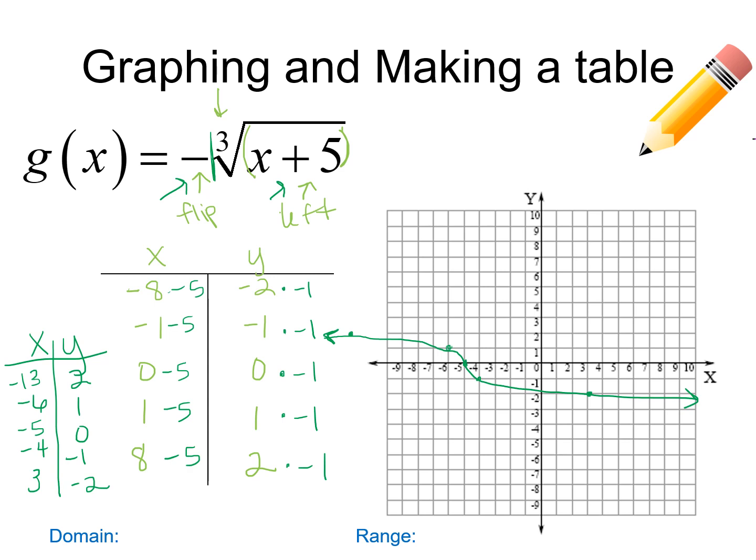So domain, as we think left to right, again, the most left point is going to be that negative infinity, and the most right point is going to be that positive infinity. Range is your y values going bottom to top, so your lowest point, again, it doesn't point down, but it's gradually going down, so your lowest point is going to be negative infinity. Highest point, likewise, is also going to be positive infinity.